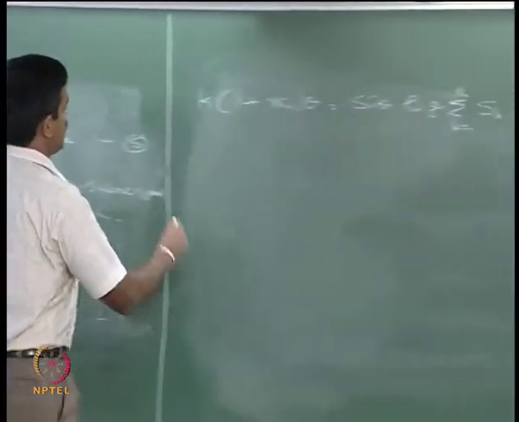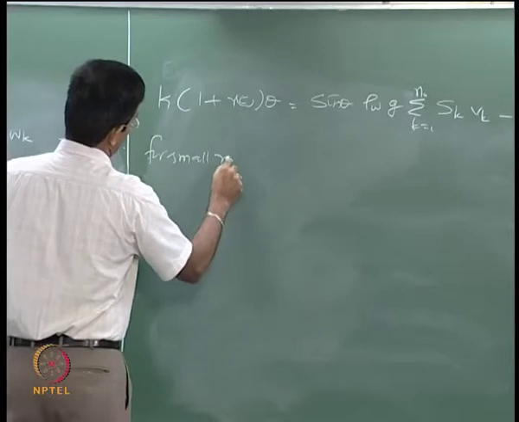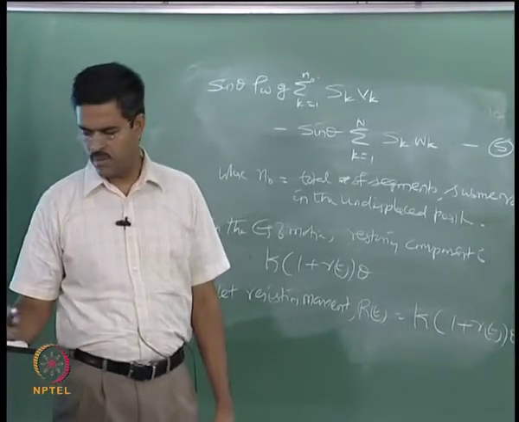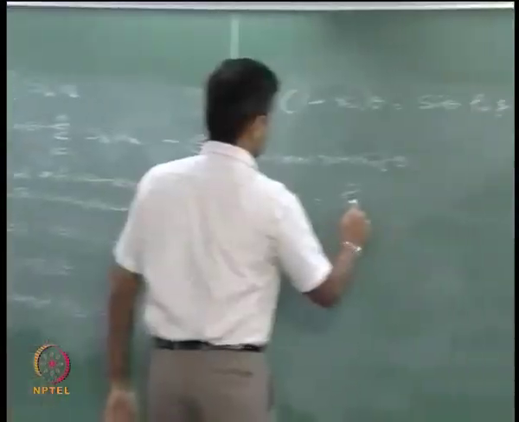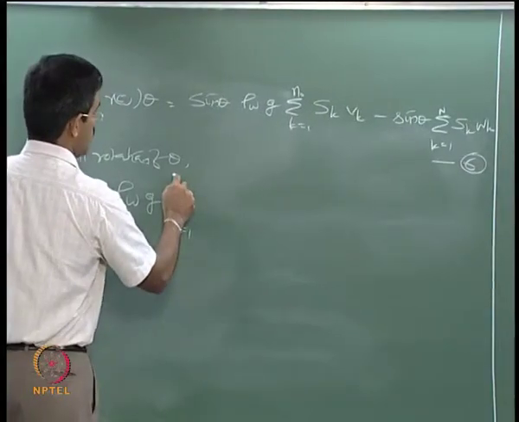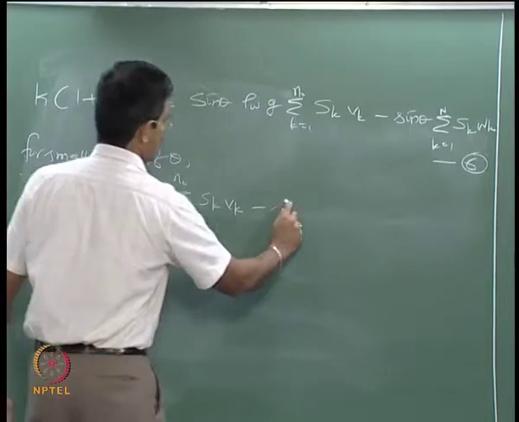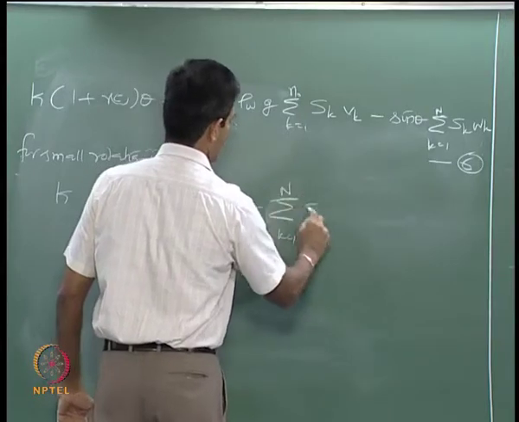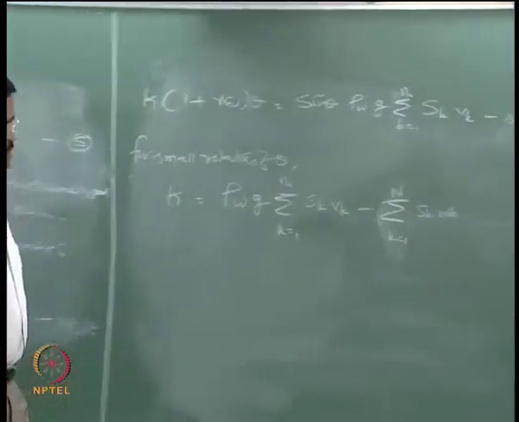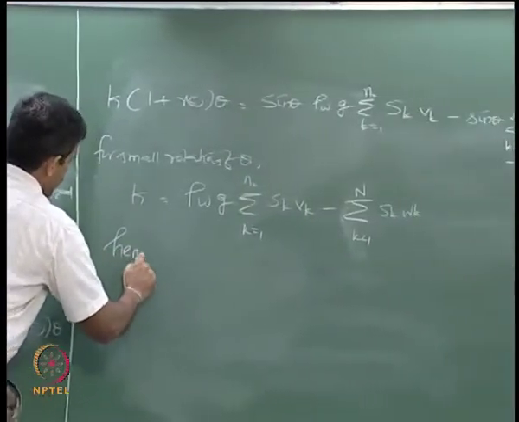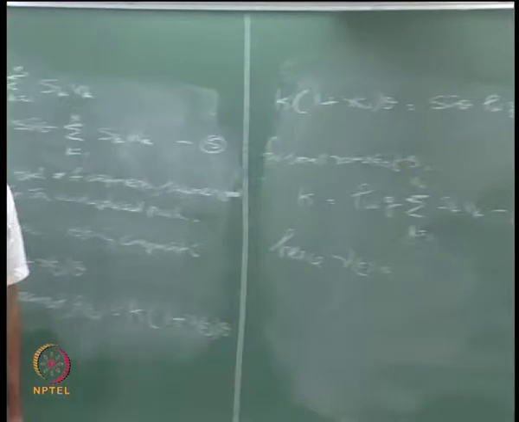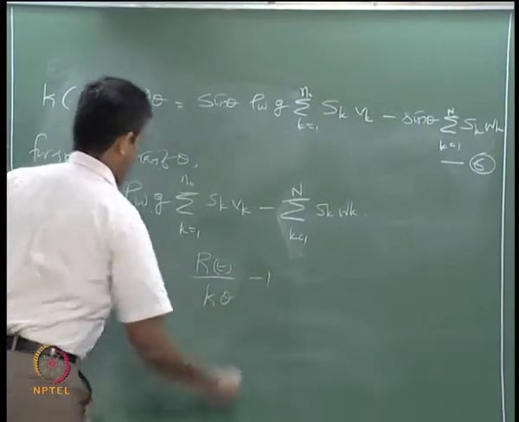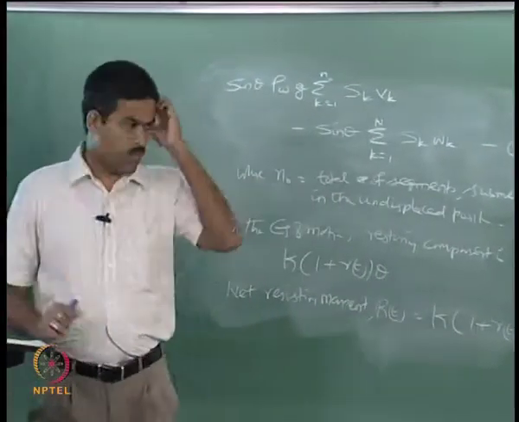So, for small rotations of theta, I can simplify this equation as k will be simply equal to rho wg sum of k equals 1 to n naught Sk Vk, and hence nu of t can be straight away given by r of t by k theta minus 1 from this equation.